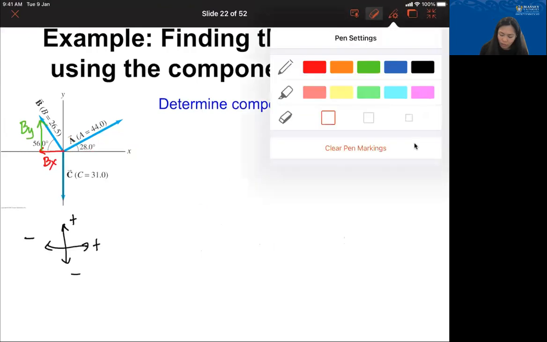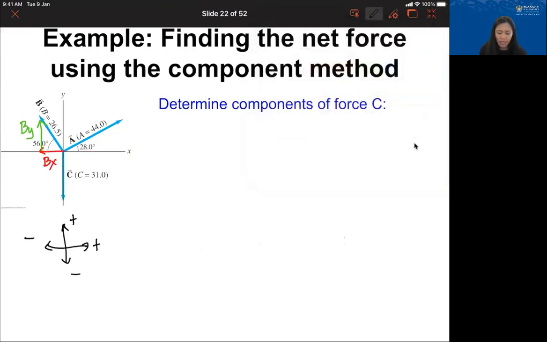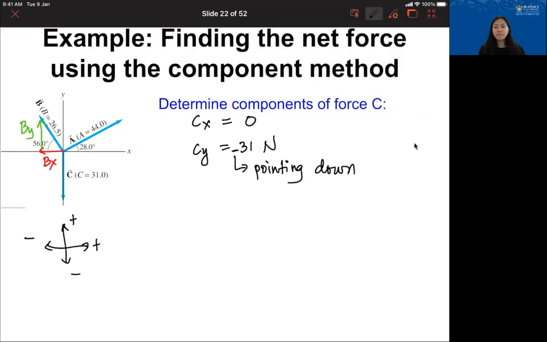For the components of force C, notice how force C is directly downwards. So the x component will be 0. There's nothing along the x-axis, and the y component is just 31 newtons. And then it's pointing downwards, so that should be a negative 31 newtons, because you have a downward direction. Right? Okay, and finally, you now have all the x and y components for your vectors.